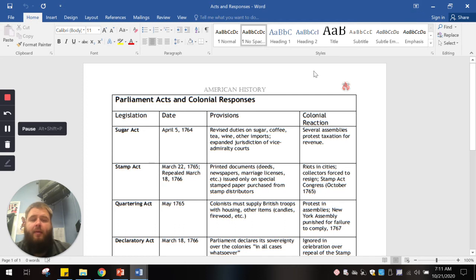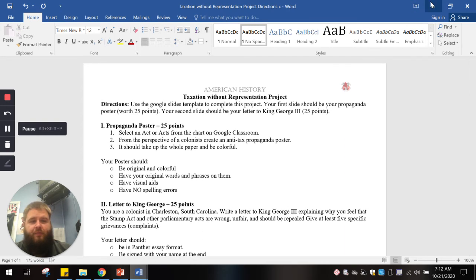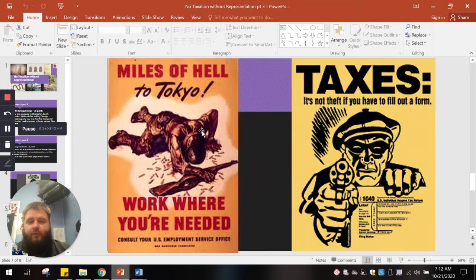The act that you picked for your propaganda poster does not have to be the same act that you write about. They can be different. That's fine. Your letter should be in Panther essay format. This is what you work on with Mr. Reese. He tells me the 8th graders are very good at drafting these types of essays. So your letter should look like a Panther essay format essay that you work on with Mr. Reese. The only difference is it starts with Dear King George III and it ends with your name at the end. So make sure it's signed with your name at the end, and of course no spelling errors because spell check is free. So that is what we're working on for the next 2 days.